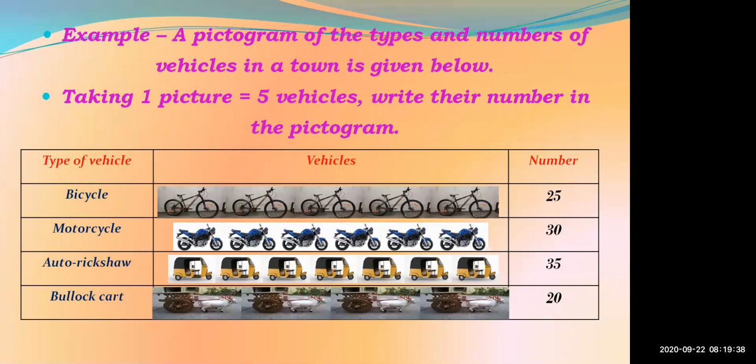You can see first bicycle is there, motorcycle is there, then auto rickshaw, then bullock cart. So you can see the numbers there. One picture is equal to 5 vehicles, means you have to consider one picture equal to 5 vehicles. Now in the bicycle, total 5 bicycles are there, so we will multiply 5 into 5. So it will become 25. 6 motorcycles are there, so it will become 30. 7 auto rickshaws are there, so 7 into 5 is 35. And how many bullock carts are there? 4 bullock carts are there. So 4 5s are 20. So this is your pictogram.